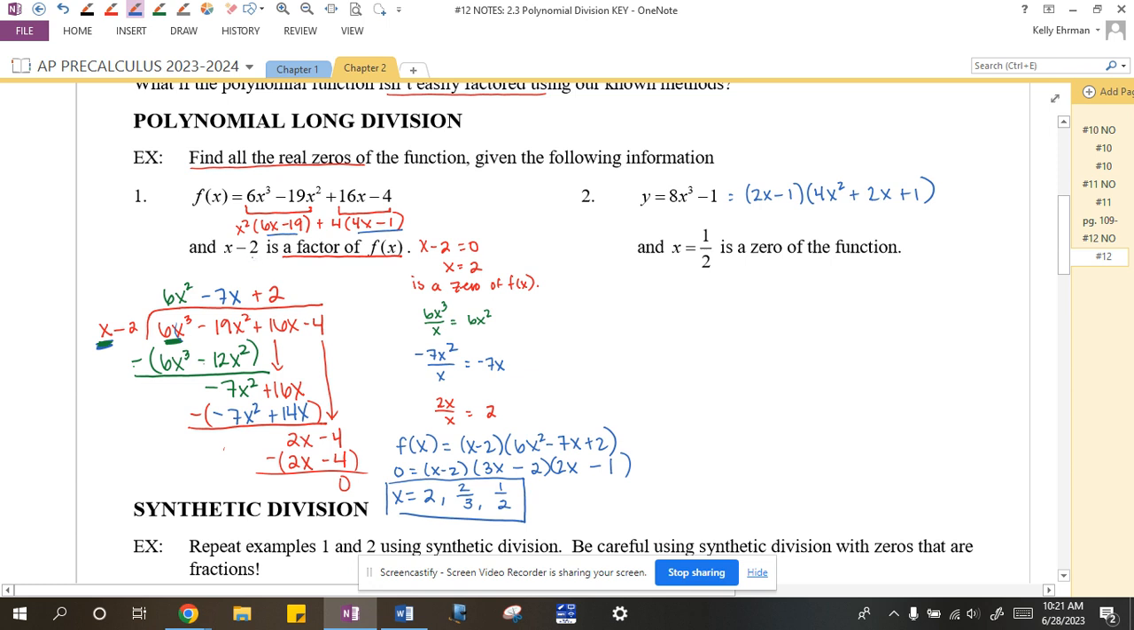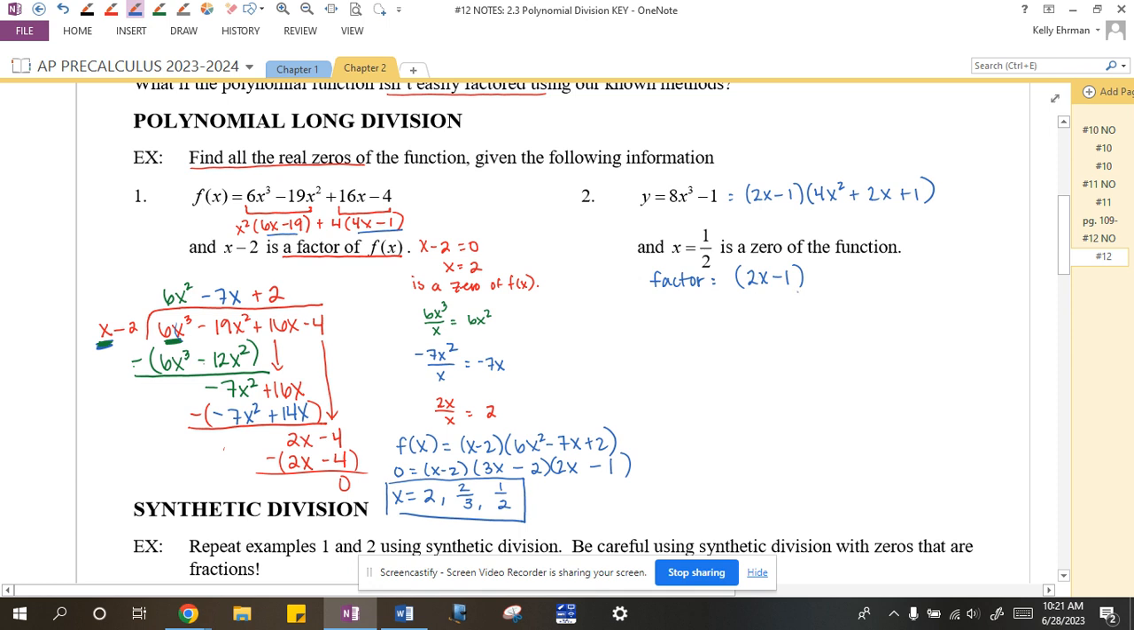I gave you a factor in the first problem. Here I'm giving you a 0, so you do kind of have to work backwards. If you're supposed to do division, given a 0, you need to come up with what the factor is. Now, it could be x minus 1/2, but because this is not x to the third, this is 8x to the third, we should make it 2x minus 1. So our factor is going to be 2x minus 1.